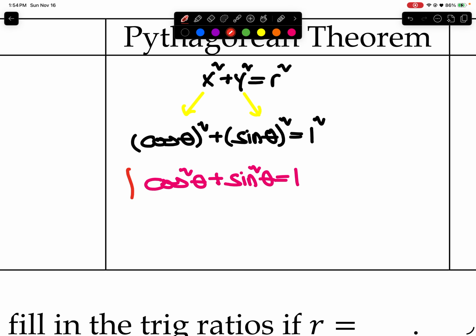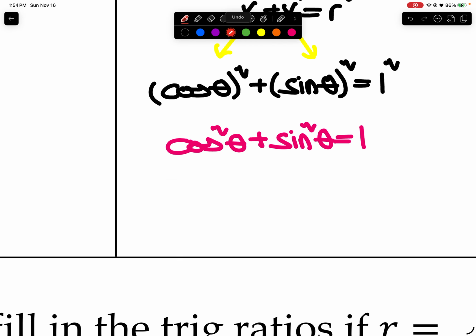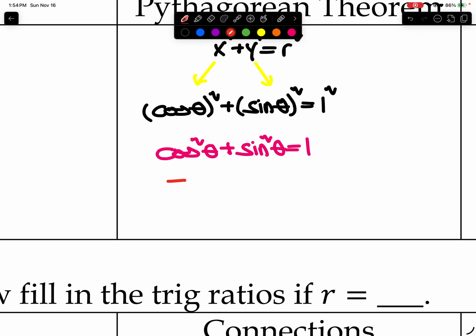Now, this equation right here, this is what we call a trig identity. This is going to be very important when we get to the next unit, but we're just going to put a pin in that for right now. But just knowing this equation right here is going to be super, super important.